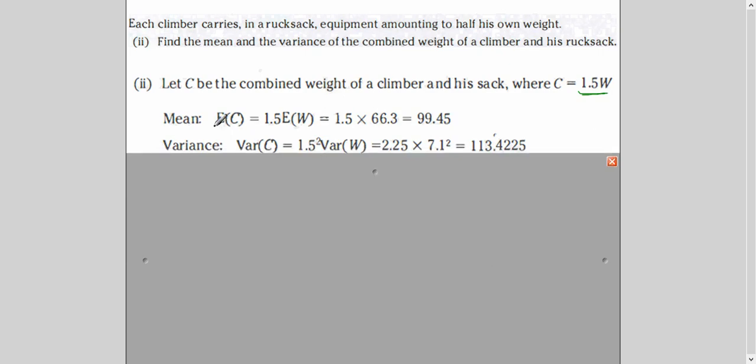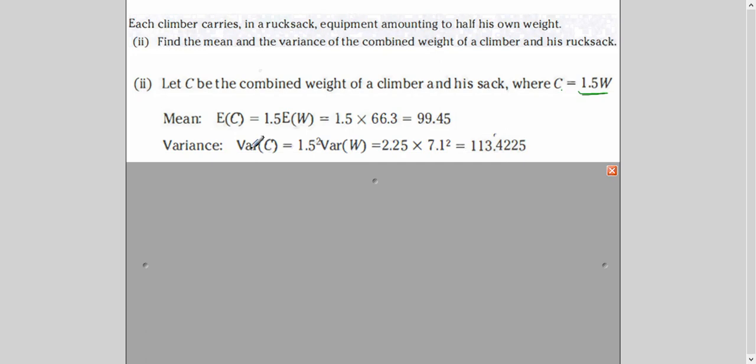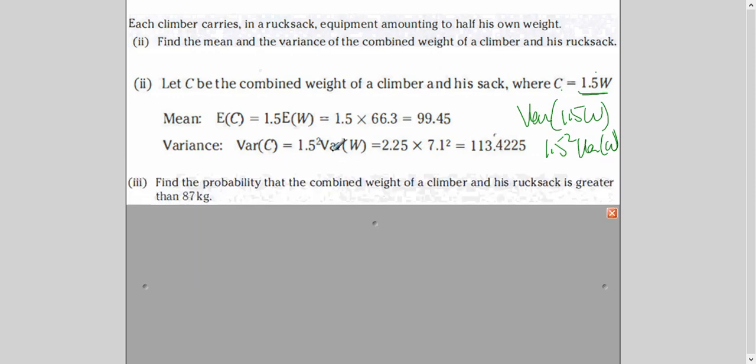So to find the mean of C, I will do 1.5 times mean of W, and mean of W is 66.3. For the variance, I will do 1.5 square times variance of W. I hope you understand and you remember, because it becomes this, and when you expand it, it becomes this. And variance of W is 7.1 square. So you just calculate it. So the question was saying find the mean and variance, so you have it. You can just write it in a proper form if you want, or you can just leave it like this.